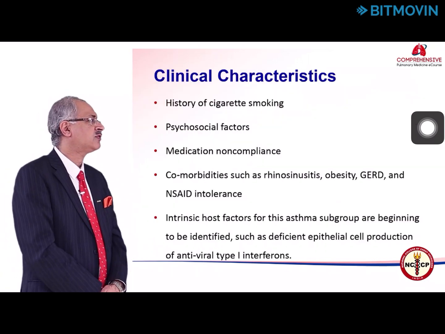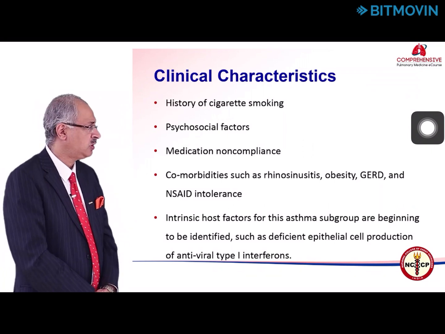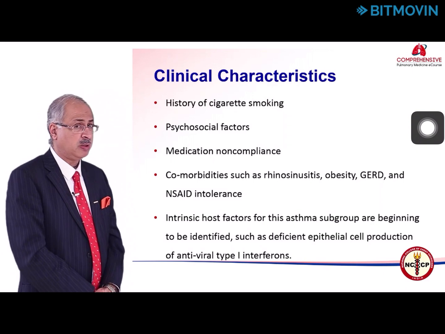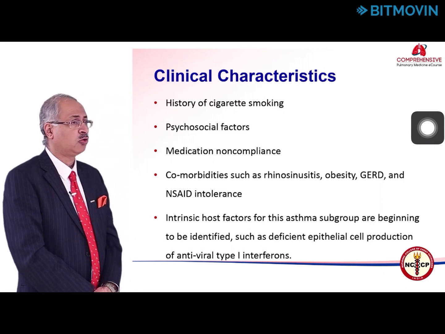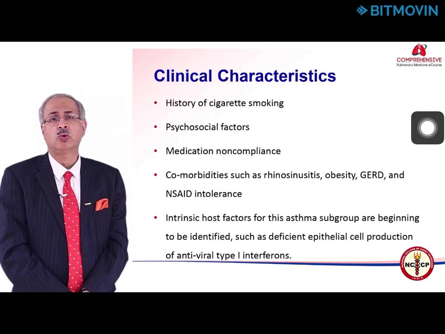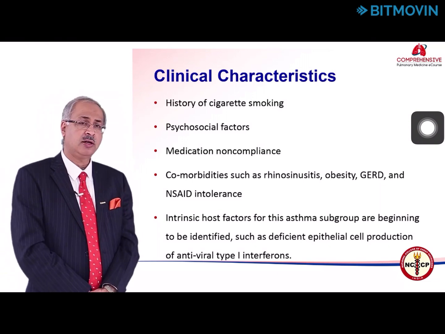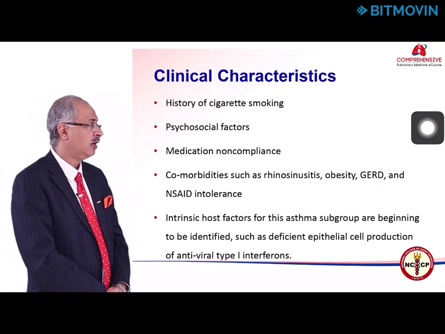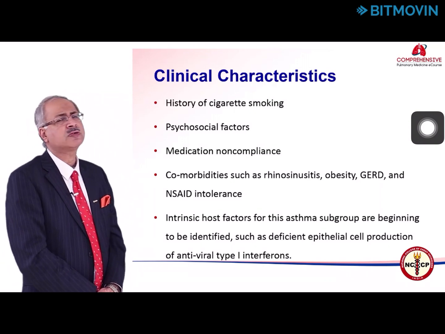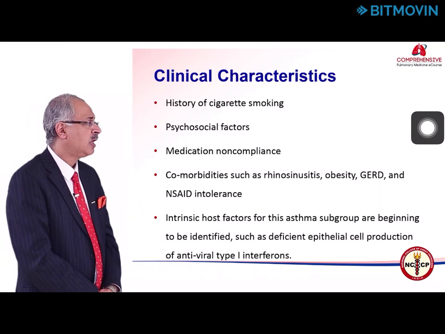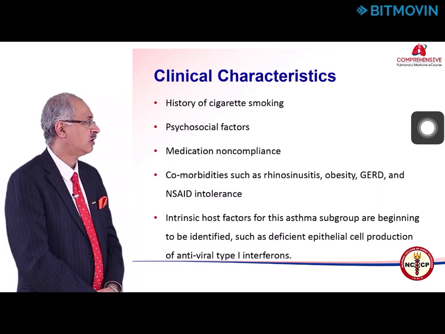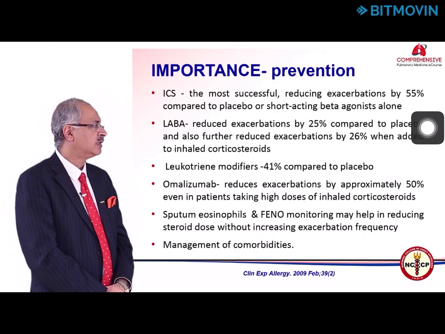Clinical characteristics: they will usually be cigarette smokers. There are going to be psychosocial factors. There could be medication non-compliance, and significant associated comorbid conditions like rhinosinusitis, obesity, GERD, and non-steroidal intolerance. Intrinsic host factors for asthma in this particular subgroup are being identified, and as I said, viruses are one of the most important. And the prevention we have already discussed.